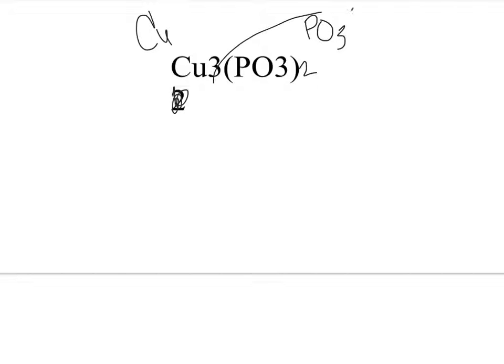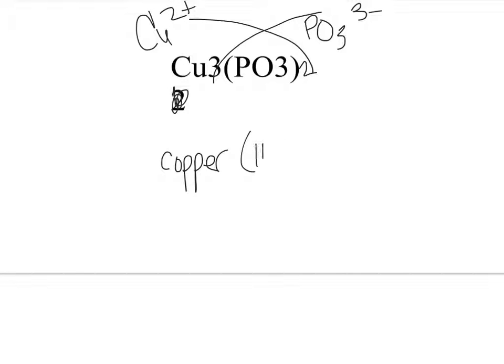This 3 belongs to it. This 2 out here goes to the copper. Okay, if you look at phosphate, its charge is 3-, so we're good to go. We don't have to alter anything. And so what I'm going to do is I'm just going to call this copper Roman numeral 2 phosphate.